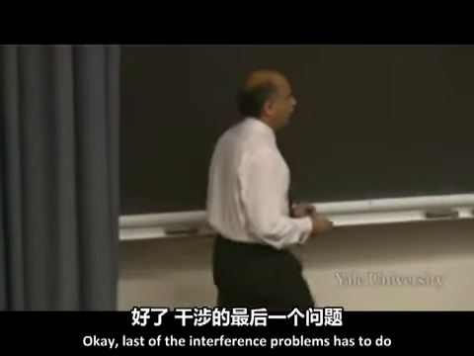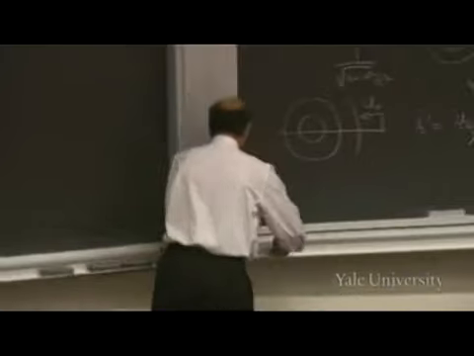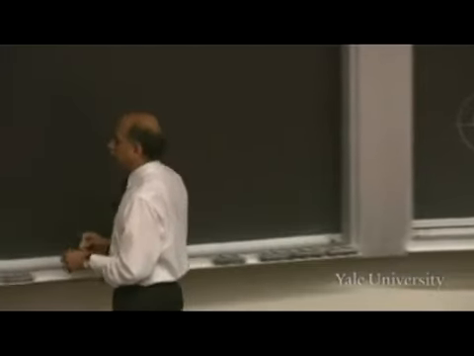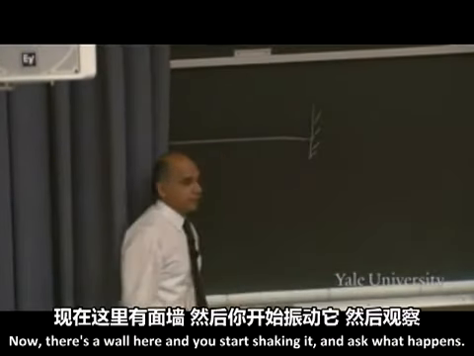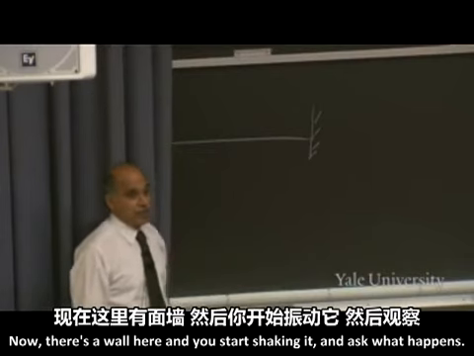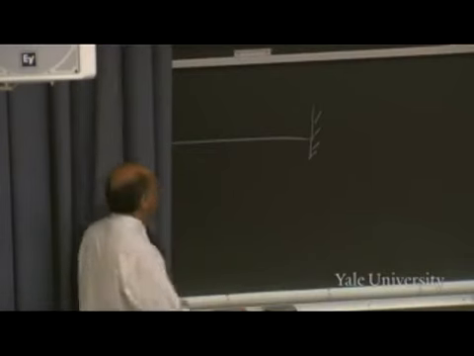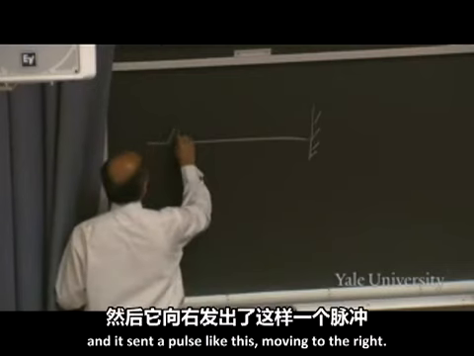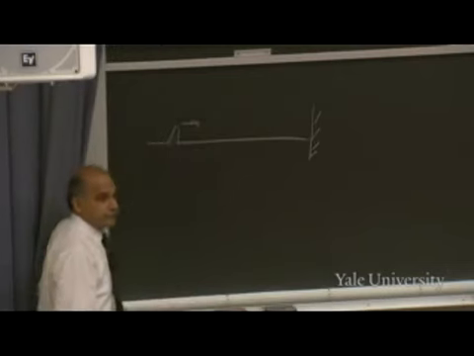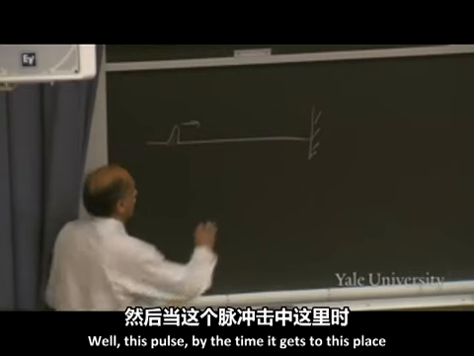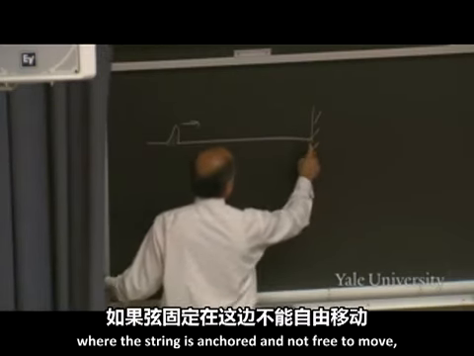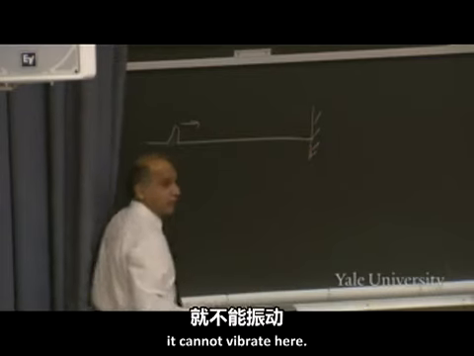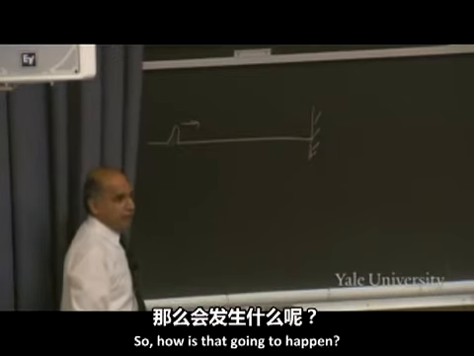Okay, last of the interference problem has to do with all these musical instruments, and it goes like this. Take a string. Now there's a wall here, and you start shaking it and ask what happens. So let's say I shake it just once, and I send a pulse like this moving to the right. Well, this pulse, by the time it gets to this place where the string is anchored and not free to move, it cannot vibrate here. So how is that going to happen?